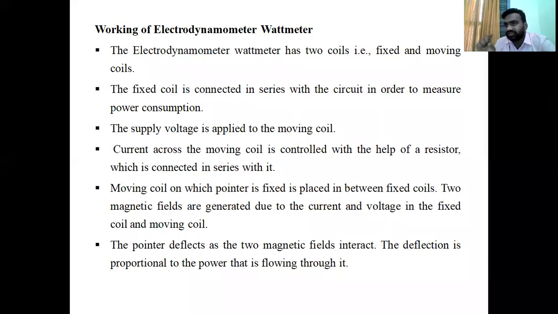The magnetic field is set up with the help of current flowing in the fixed coil and voltage applied across the moving coil. The pointer will deflect in between the magnetic fields produced by the fixed coil and moving coil. The deflection is created by the combination of fixed coil and moving coil. That's why the relation is directly proportional: the voltage in the moving coil is proportional to the current in the fixed coil. V is proportional to I, and that is a linear relation.